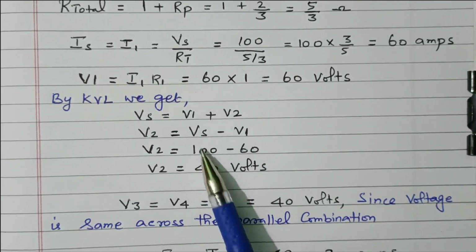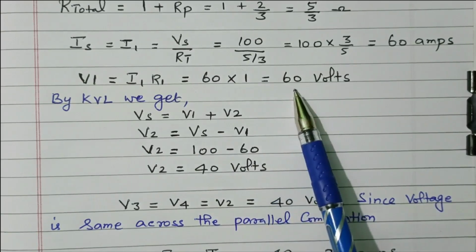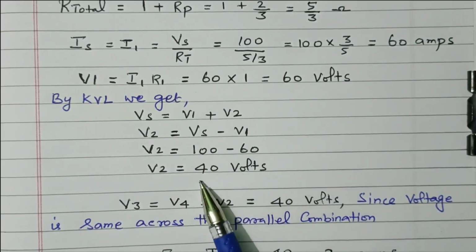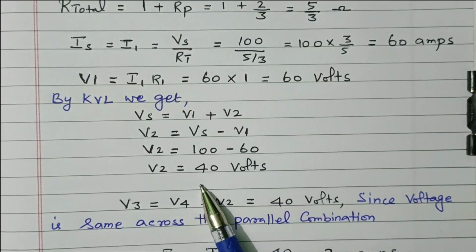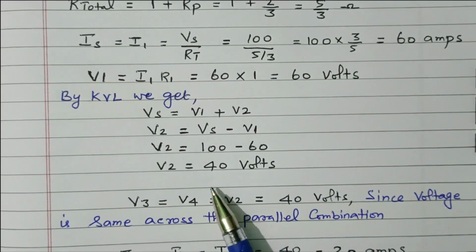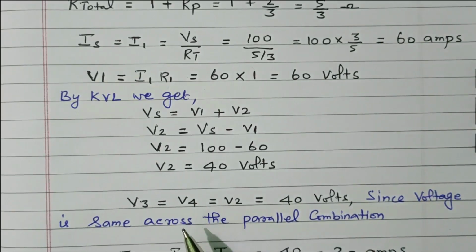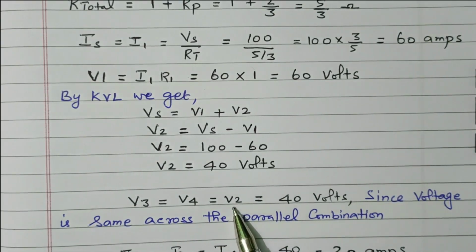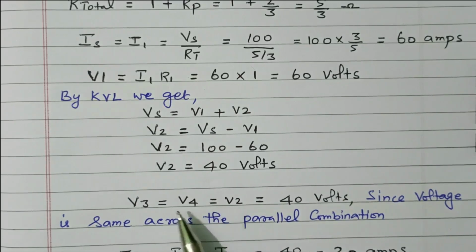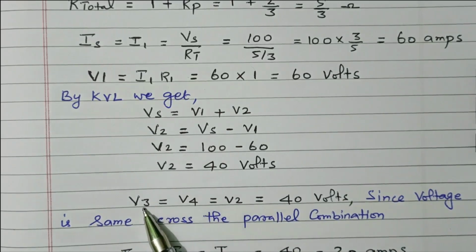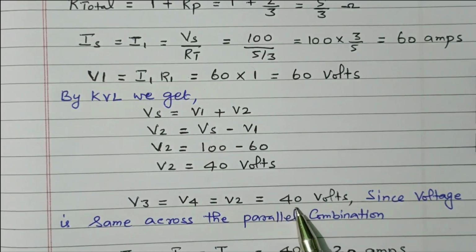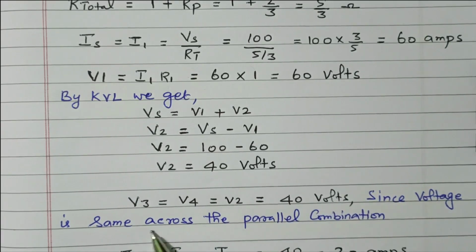Right? Vs is 100 volts. V1 that we calculated is 60 volts. So 100 minus 60 is 40 volts. So V2 equal to 40 volts. We know that V3, V4, V2 are all equal. We already discussed that all the resistors are connected in parallel and the resistor values are equal. So the voltage drop across R2, V2, is equal to V3, V4, the voltage drop across R3 as well as R4. All are 40 volts, since the voltage is the same across the parallel combination.